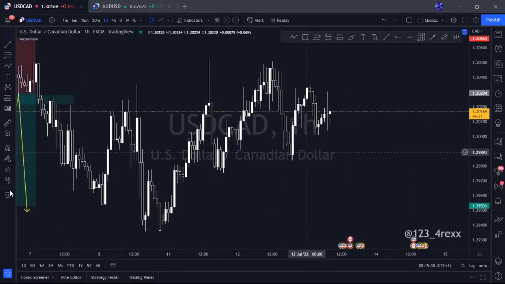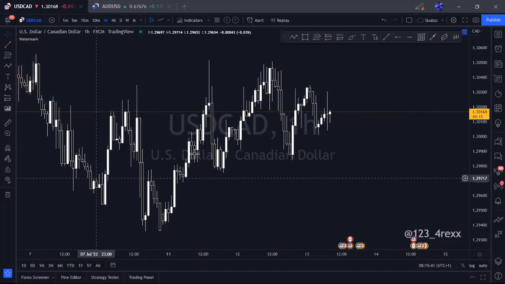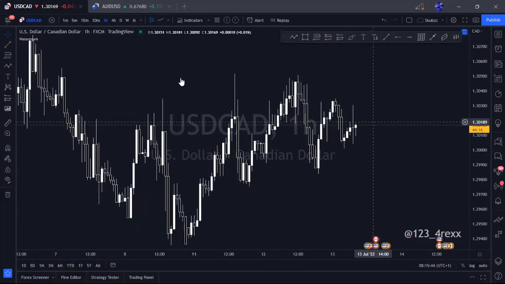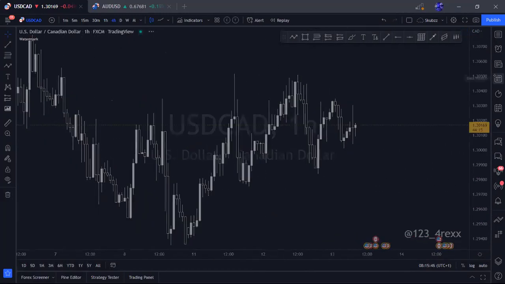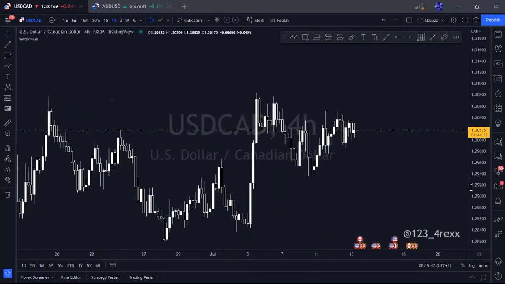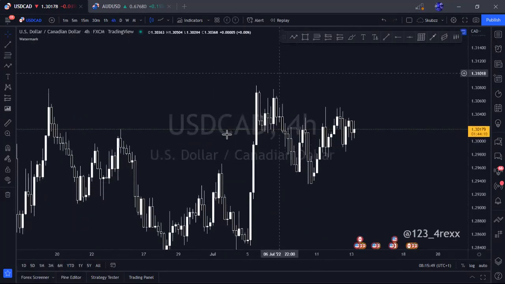I hate seeing all these kinds of structure. Let me look at the 4H and see the direction of the time. It's still within this whole massive range.